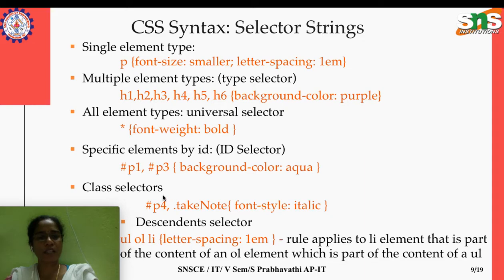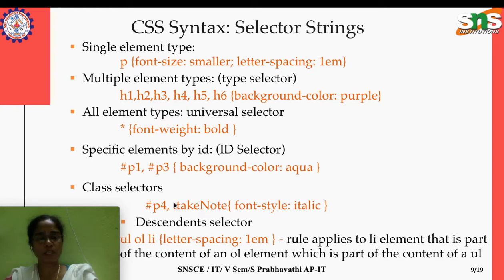Class selector means I can apply it for n number of elements. The class selectors have their definition in the CSS by means of a dot. Take note, this is the class, followed by its CSS style, and the same style is applied for this ID also. I will take you to the example, then it will make it clear.